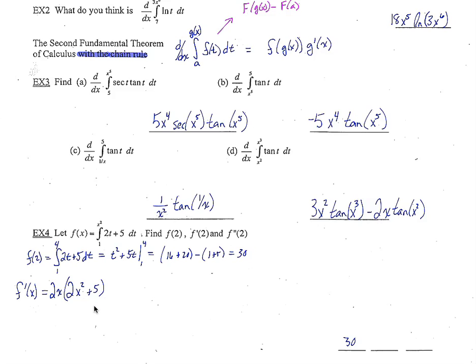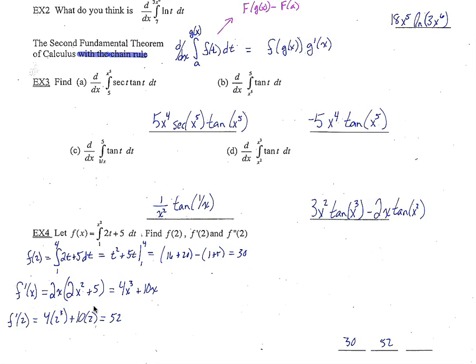And then, actually, let's simplify this out, or expand it, if you will. We would get 4x cubed plus 10x, and then that would mean that f prime of 2 would be equal to 4 times 2 cubed plus 10 times 2, which is going to end up equaling 52. So the second answer is 52.